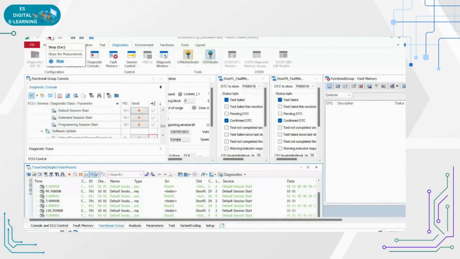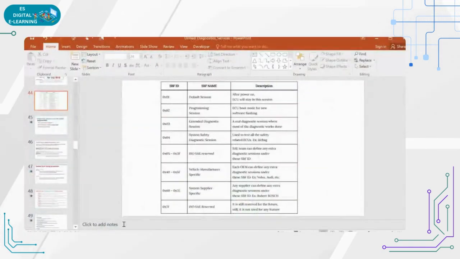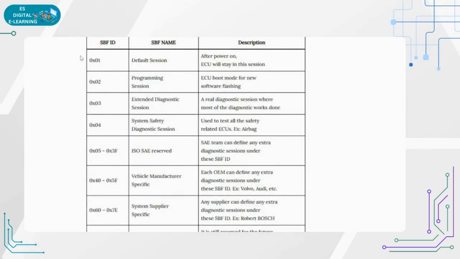Meanwhile, I will share the concept of P2 timing. Like yesterday we discussed the timing parameters. What are the sub functions it has? The diagnostic session control: default session, programming session, extended session. These are very important, as I told you. And 04 is the system safety diagnostic session. If you need to, you can write it down, and moreover you can practice how we send 1001. Similarly, we send 1002 and 1003, and they expect the same response.